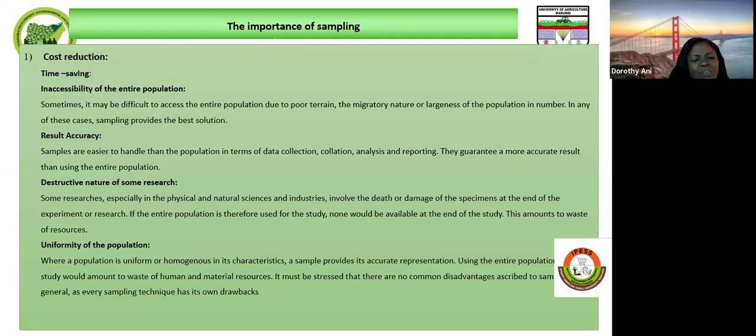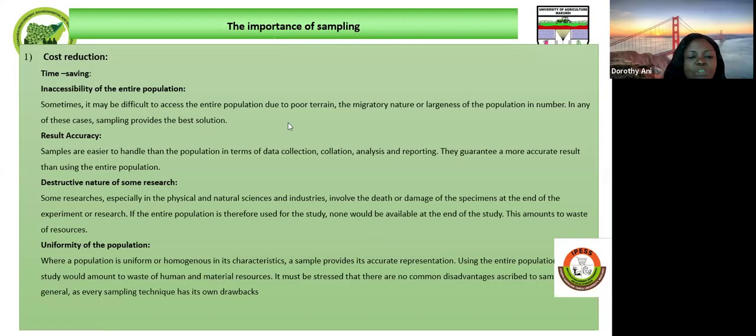And then the destructive nature of some research. Some research and industries involve the death or damage of the specimen at the end of the experiment. So if the entire population is used for the study, none will be available at the end of the study. So in case the research in the lab will lead to the death of the specimen, assuming you are using the whole population, that means there will be no specimen for somebody else to use the next day.